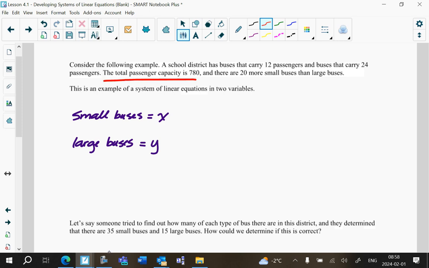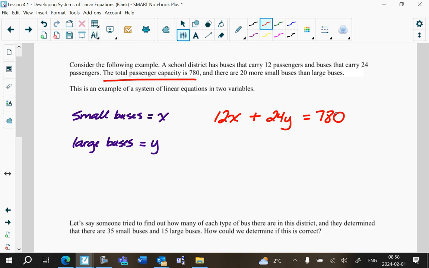The total passenger capacity is 780. How many people are on each of these? How many are in each of these? And when I combine those, don't I get 780? So therefore, my first equation is going to be 12x. That represents the number of people on the small buses. 24y is going to represent the number of people on the large buses. I don't know how many there are. And when I add them together, I'm going to get the total number of people, which is 780. So that's one equation.